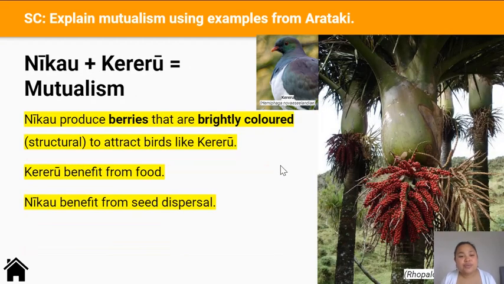What about the relationship between Nico and Kereru? That's mutualism, because Nico produce berries that are also brightly coloured, the structural or physiological adaptation, to attract birds like the Kereru. See here, very brightly coloured fruit. Kereru benefit from food, and again, Nico benefit from seed dispersal.